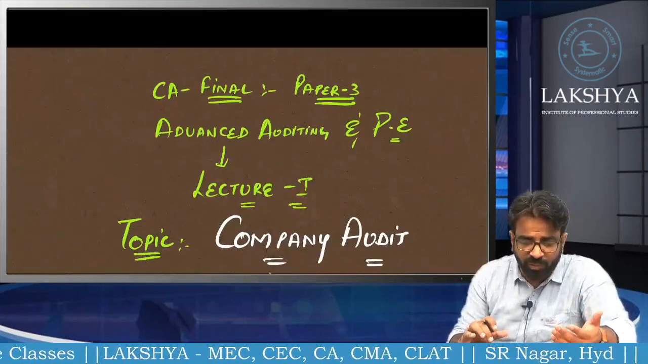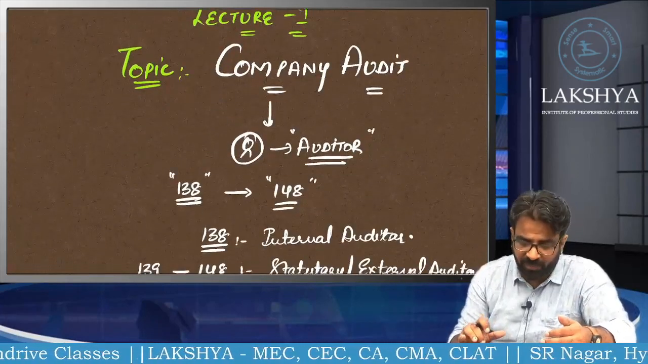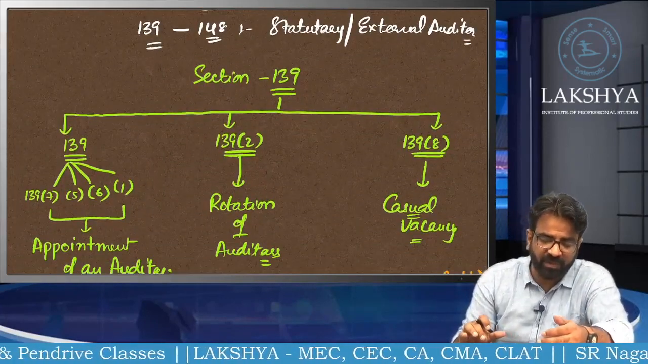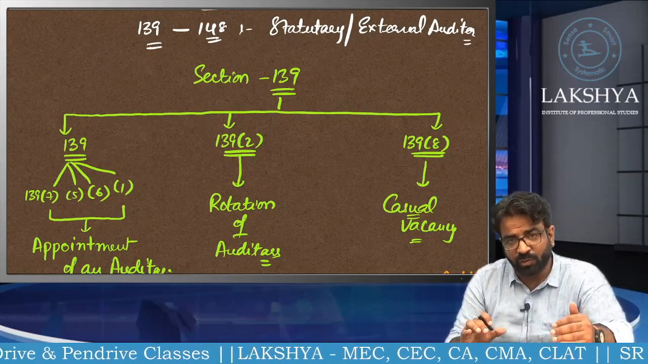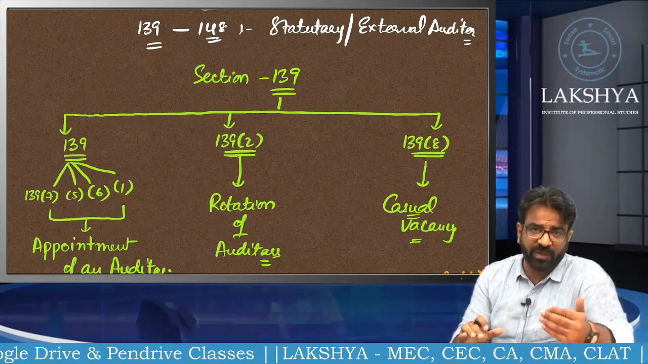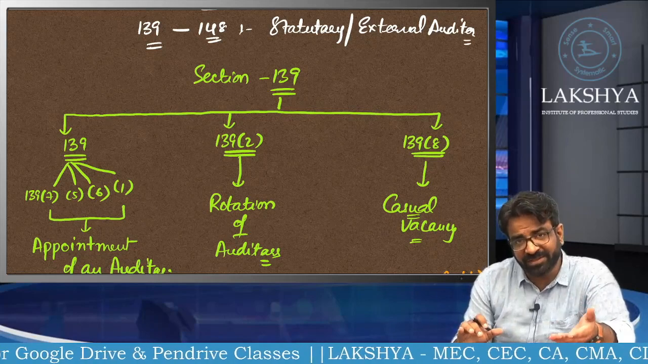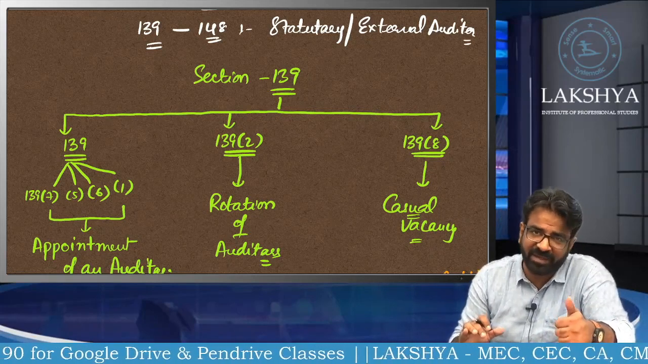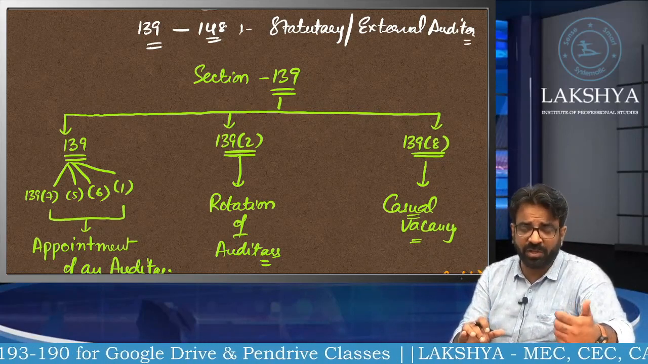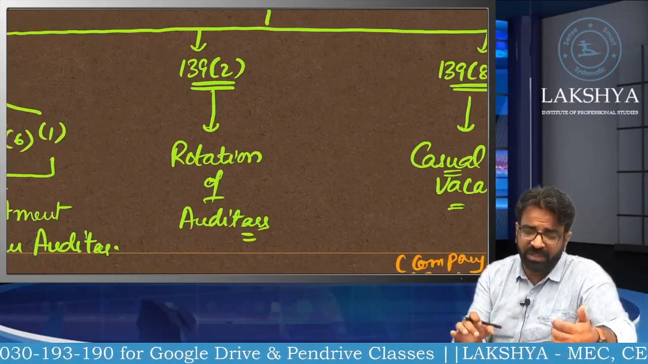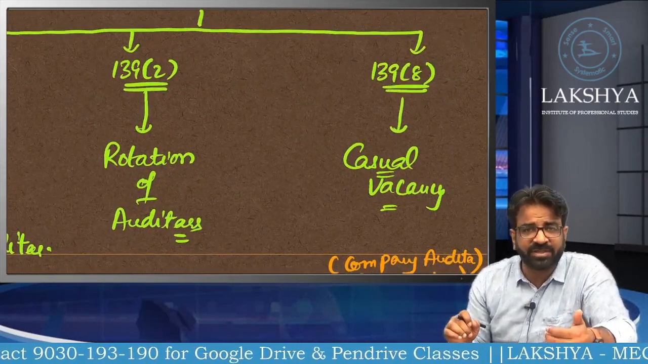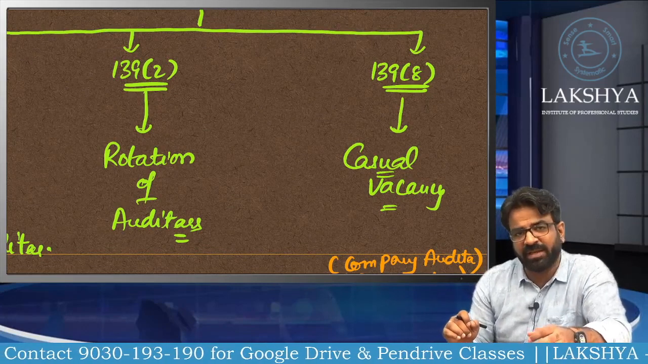So that concludes our first section of company audit, section number 139, which talks about what? Appointment. In a few minutes we are going to understand the next sections: section number 139 subsection 2, which talks about rotation of an auditor, and section number 139 subsection 8, which talks about casual vacancy of an auditor.